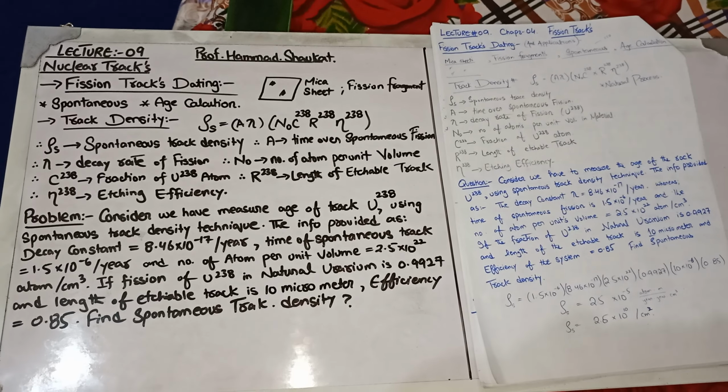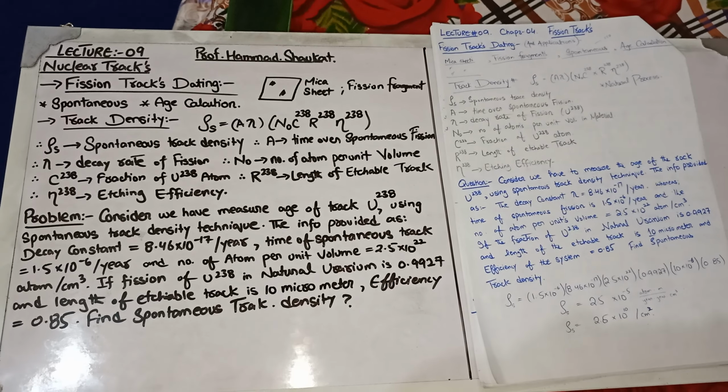Rho s, as I told you, is the spontaneous track density, whereas A means the time of spontaneous fission. Lambda is the decay rate of fission, and N0 is the number of atoms per unit volume, while C238 is the fraction of uranium-238 atoms. Furthermore, R238 is the length of the etchable track. And finally, eta238 is the etching efficiency. So these are the parameters of track density, specifically the spontaneous track density.